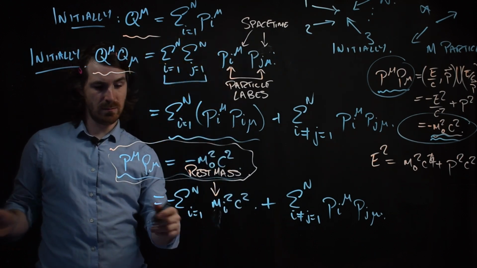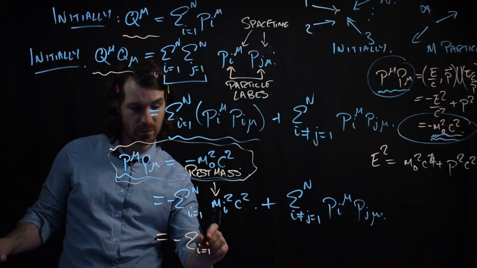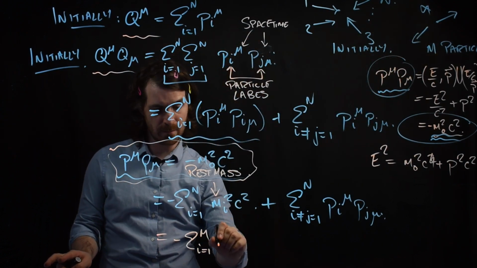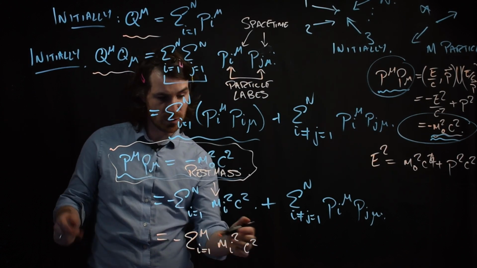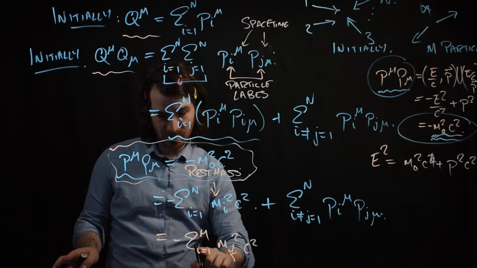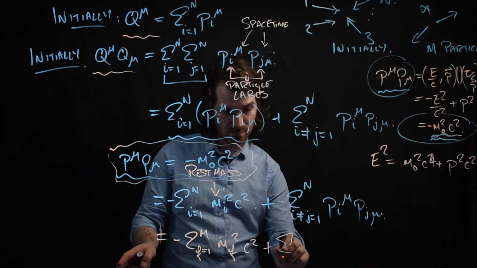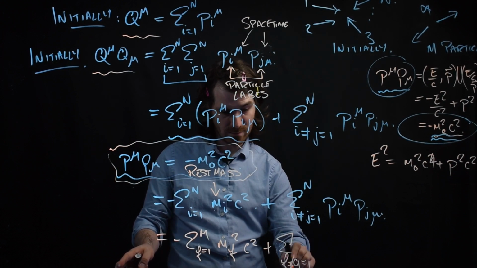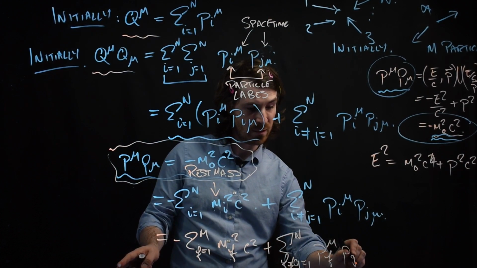So this equals minus the sum from i equals 1 to m of the m particles in the final state, m_i squared c squared. Maybe we have to call it something else. Let's call it f for the final ones, plus the sum over f, g, with f not equal to g, from 1 to n, p_f mu p_g mu.